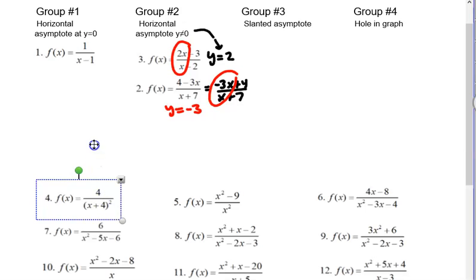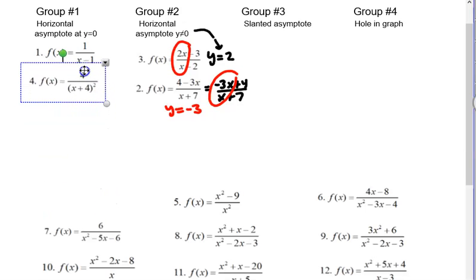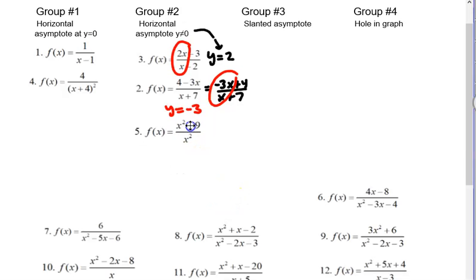Now number 4 goes in category 1 because if x gets really, really big, we have 4 divided by a really big number squared. That's going to get close to 0. So as x gets really big, y gets close to 0. Now number 5 goes in category 2 because in this case we have an x squared divided by x squared. X squared divided by x squared is really close to 1. The minus 9 isn't going to make much difference as x gets really, really big. So this has a horizontal asymptote at y equals 1.